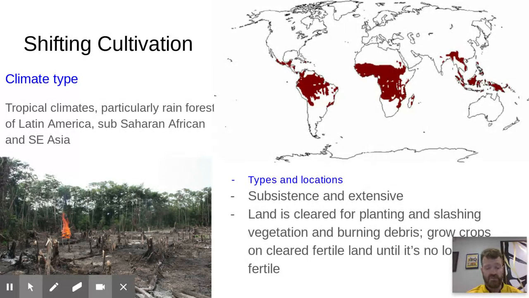Like I said, it works great for a little bit, but once those ashes and that fertilizer is gone, and then it rains a bunch, it washes all that stuff away. So that's not good for a long period of time. And then they just abandon it and go to a different part and cut that down and then do it again. So this is not good in numerous ways.